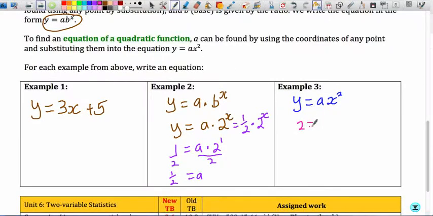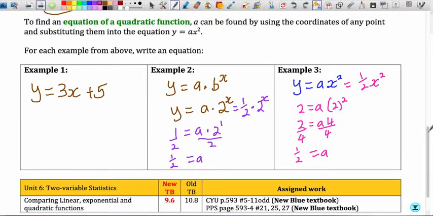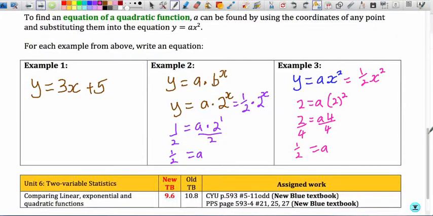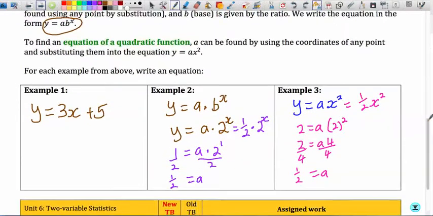So y is 2 when x is 2. That gives us a times 2 squared, which is, of course, 4. Divide both sides by 4. And once again, I have a equals 1/2. And so my equation is 1/2 x squared. And we have now successfully found equations for each of our 3 examples.